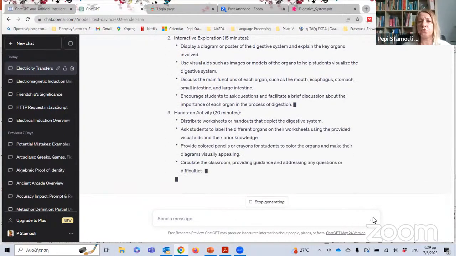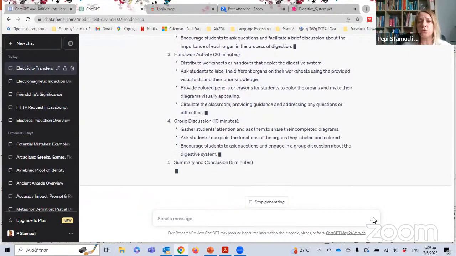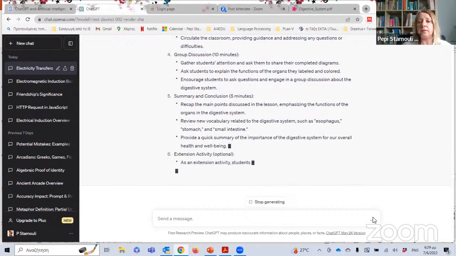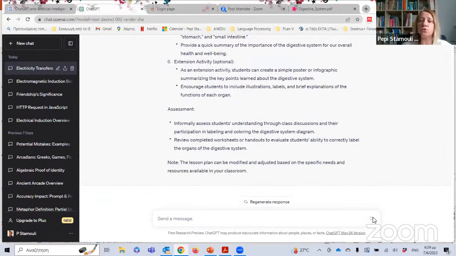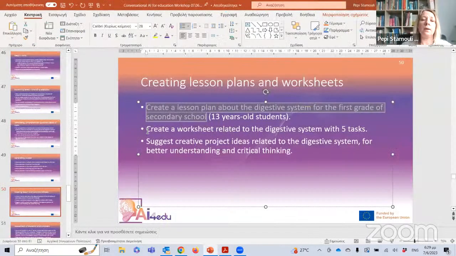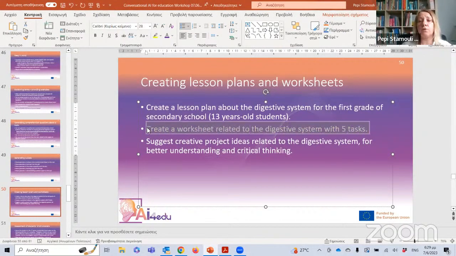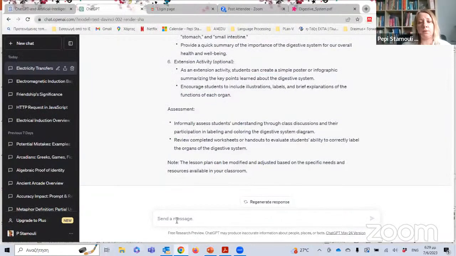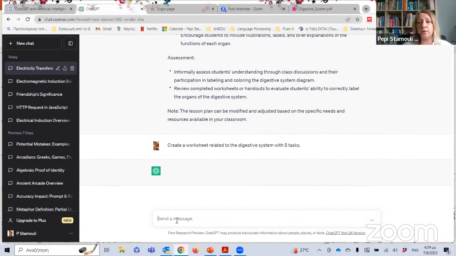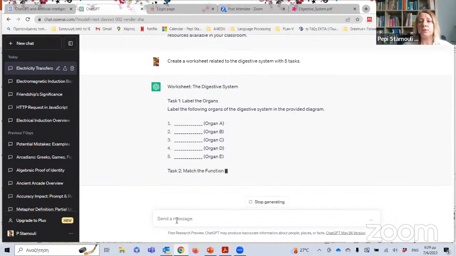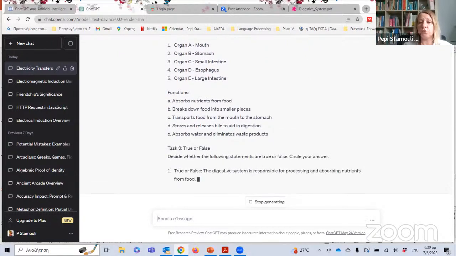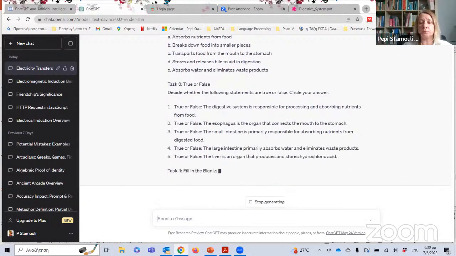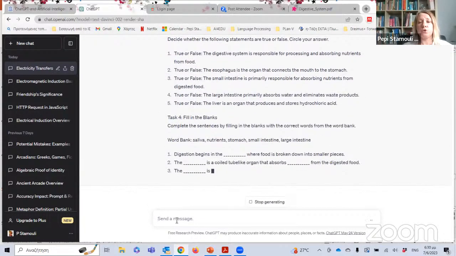perform them, suggestions for hands-on activities, group discussions, and some optional extension activities. And also suggestions about how you can assess the outcomes of this lesson. As a supplementary material, I can ask for a worksheet related to the lesson plan that I inquired for. So I need the worksheet related to the digestive system with 5 tasks. So it provides matching questions, true or false questions, multiple choice questions, fill in the blanks, and so on.